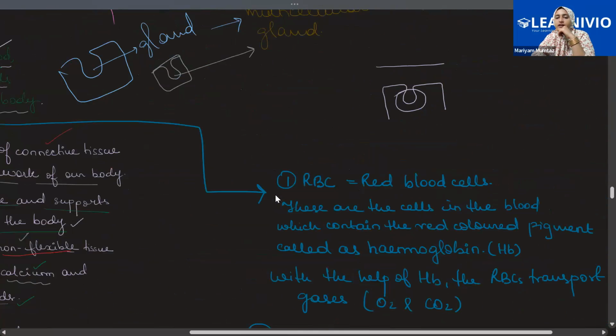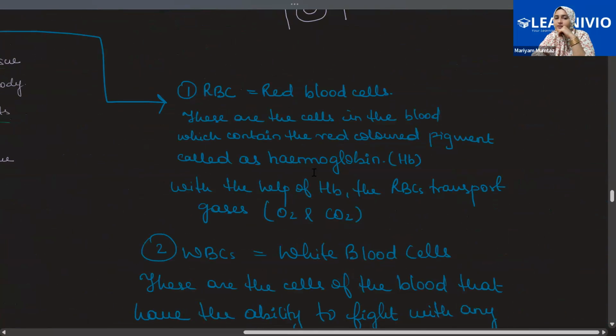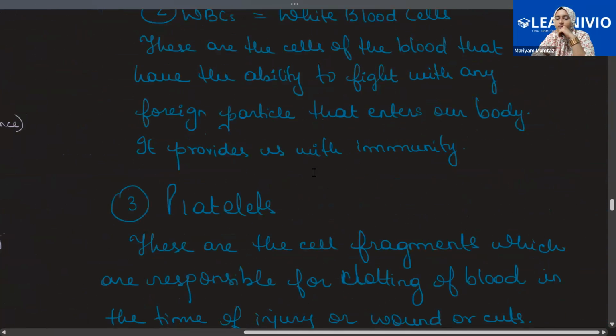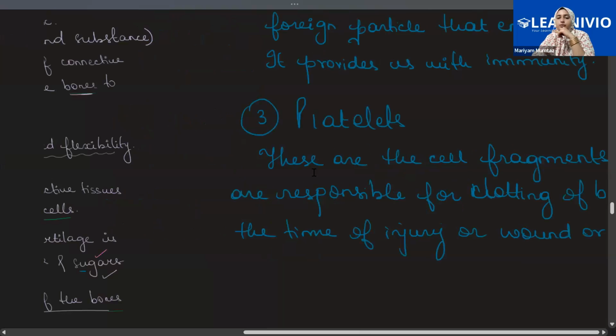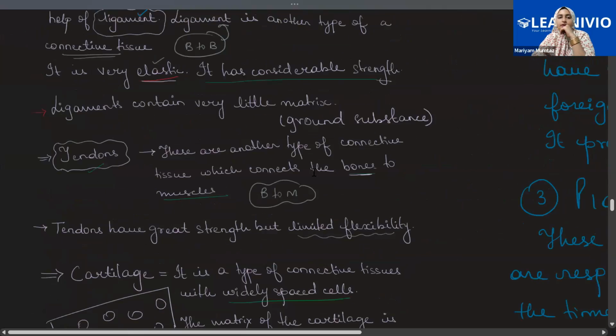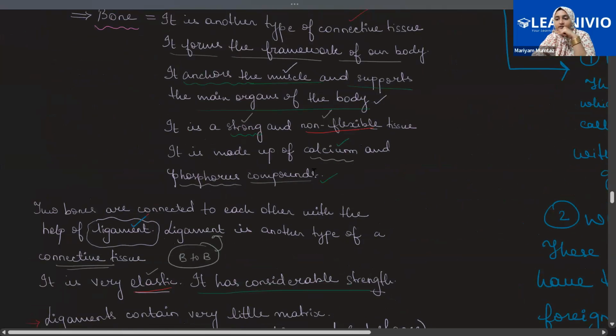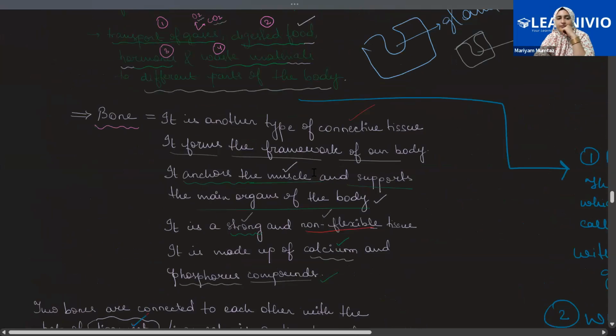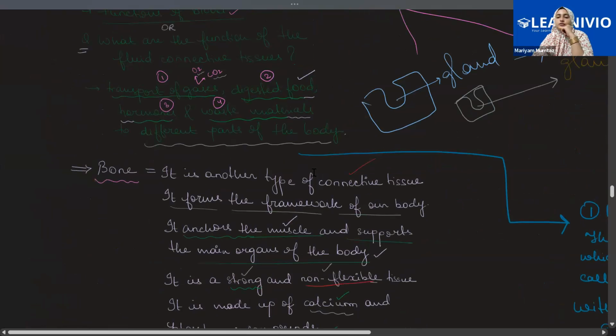And Astitva, have you written all of these components of the blood? RBC, WBC and all? Yes, ma'am. We wrote. Okay, good. So we have completed the first connective tissue, which was the fluid connective tissue, and that was blood. Now moving forward, we'll move on to the bone.